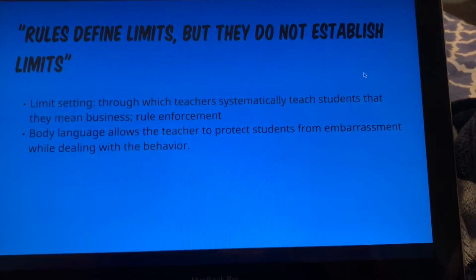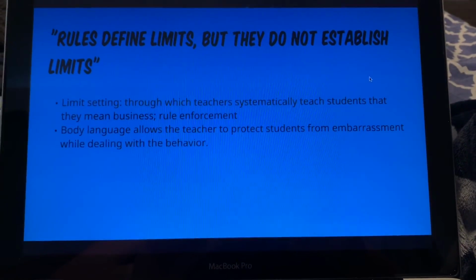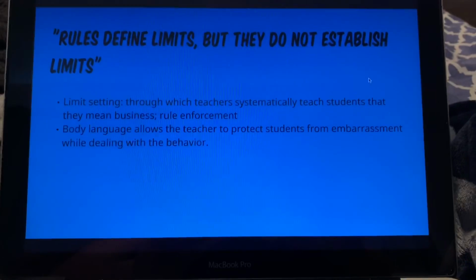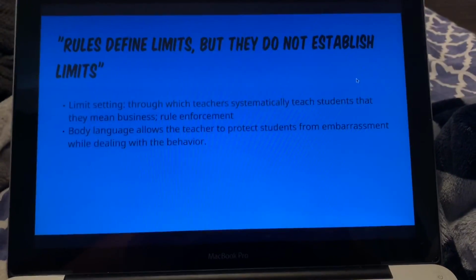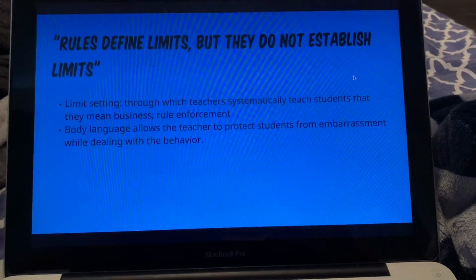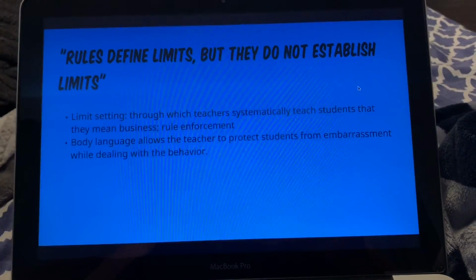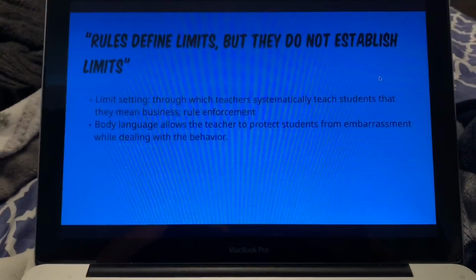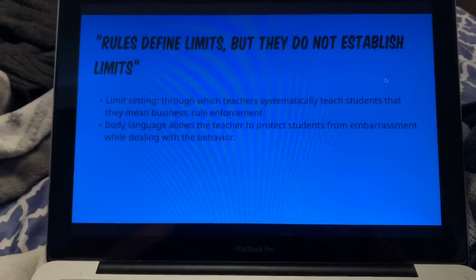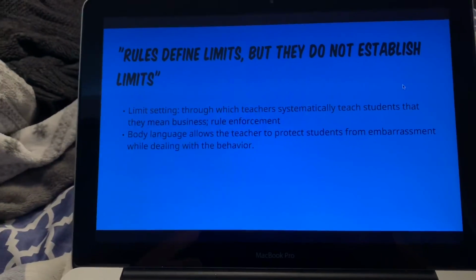Okay, moving on to limit setting. A quote by Jones is, "Rules define limits, but they do not establish limits." So limit setting is where teachers systematically teach students that they mean business, or it's rule enforcement. Body language allows the teacher to protect students from embarrassment while dealing with the behavior. So you don't have to say, "Quit goofing off." You teach them by being assertive but never aggressive, and it's to calm the students and get them back on task.